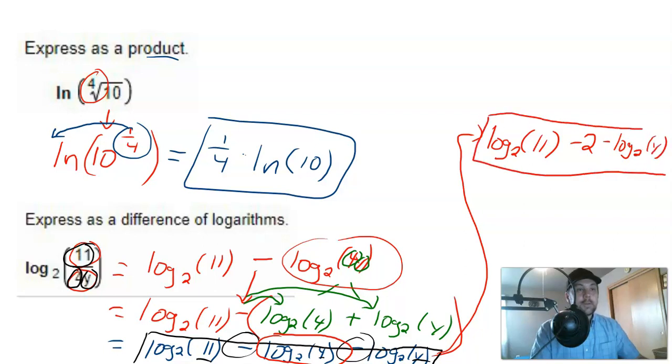Let me make sure I can write this one correctly here. All right. Oh, I still kind of messed up at the end there. Okay, one more time. There we go. And so that would be my final answer for that problem.